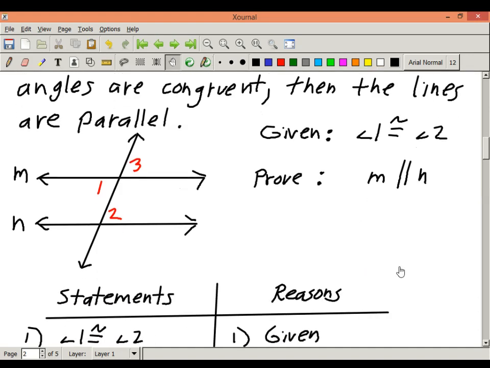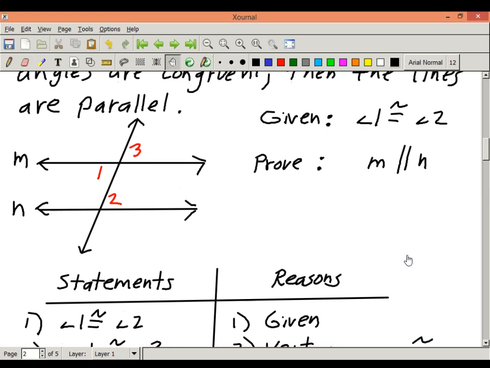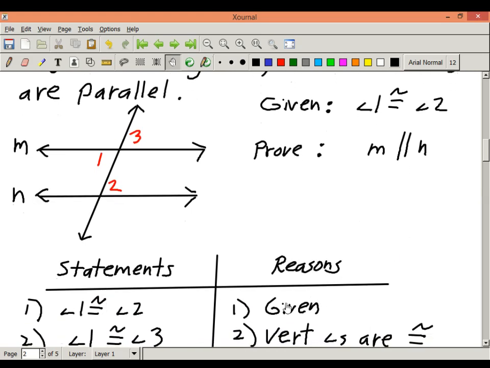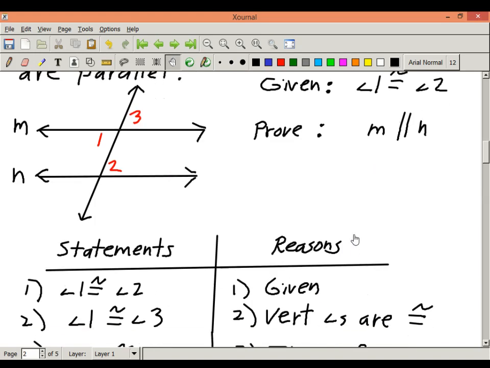Okay, so we know the drill on the proofs. Now we're going to recopy that given and then write given. So we're given in this diagram that angle 1 is congruent to angle 2, and so we write given for the reason. Okay, so remember, our last statement is going to be that line M is parallel to line N. That's what we're trying to prove, so that'll be our last statement.